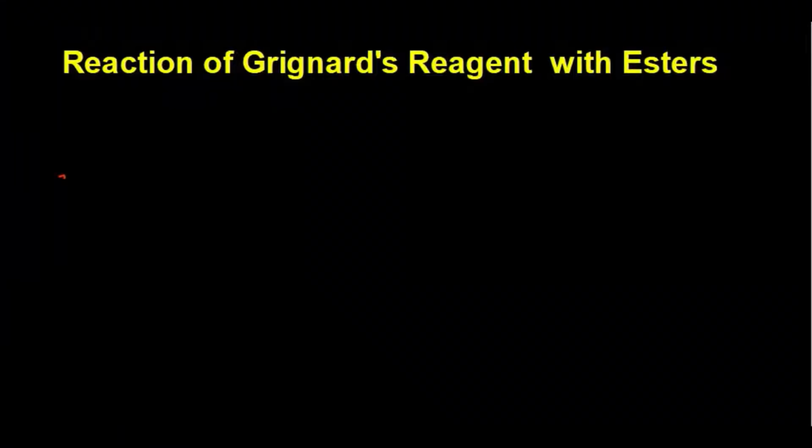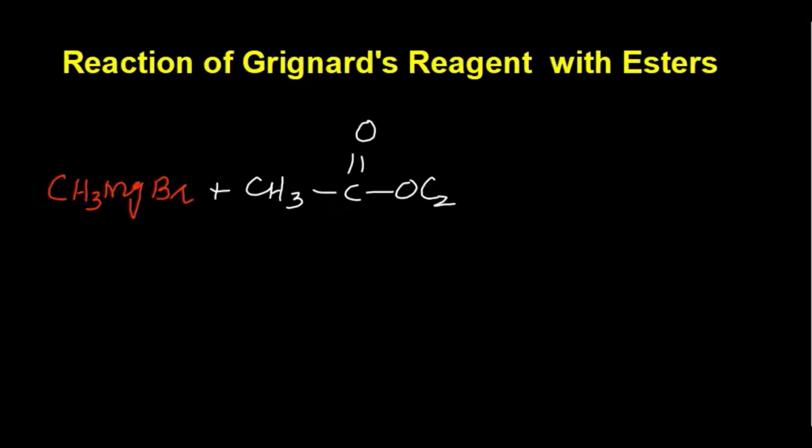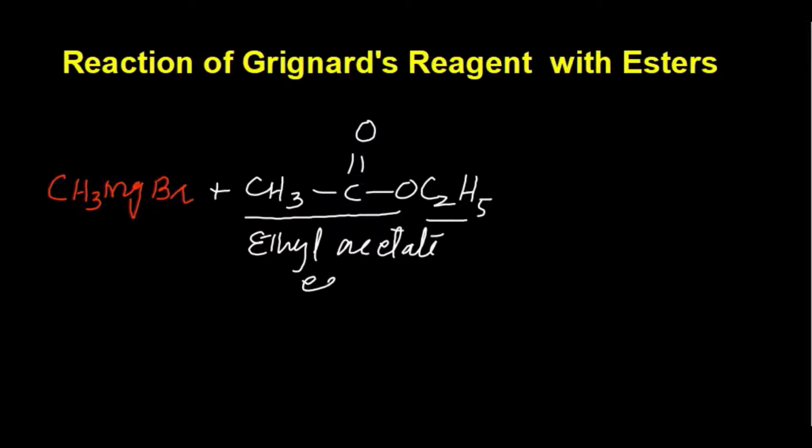If we have Grignard's reagent, methyl magnesium bromide, right students? And an ester molecule like CH3 C double bond O O C2H5. What is the name of this ester molecule, students? This is ethyl acetate. Ethyl acetate is an ester molecule.